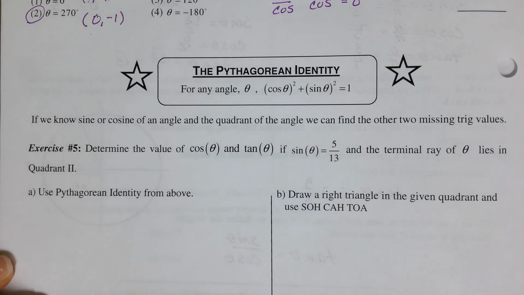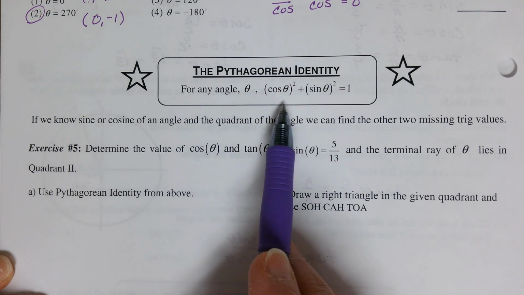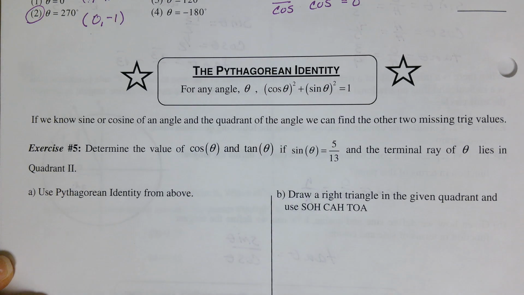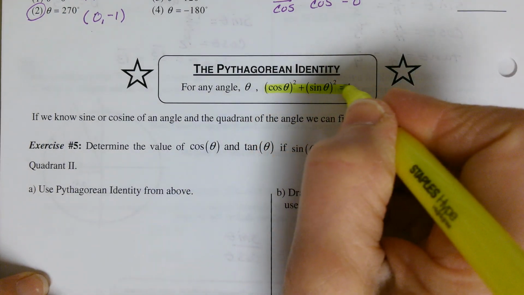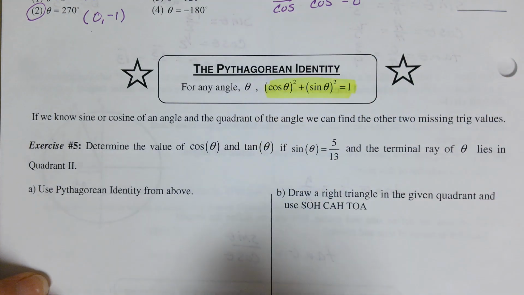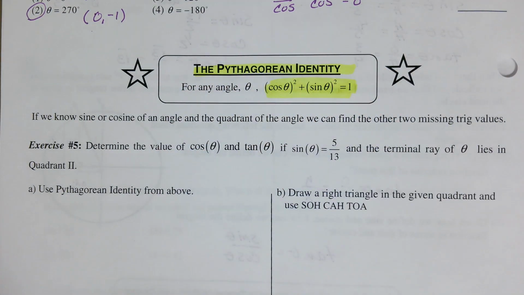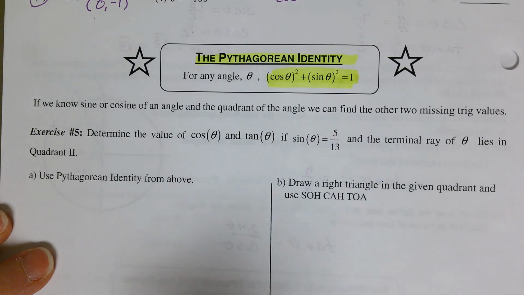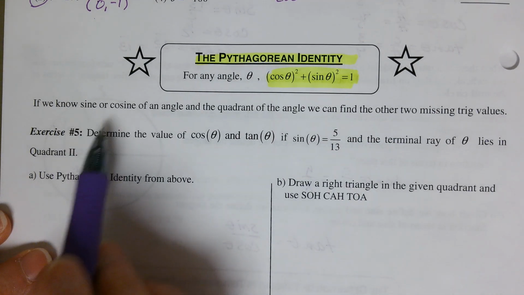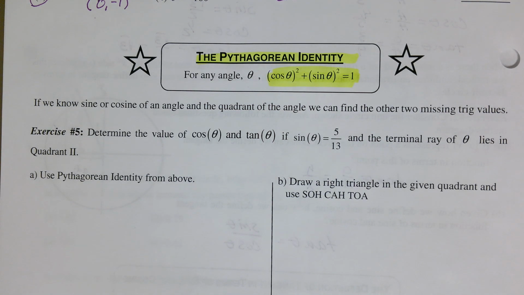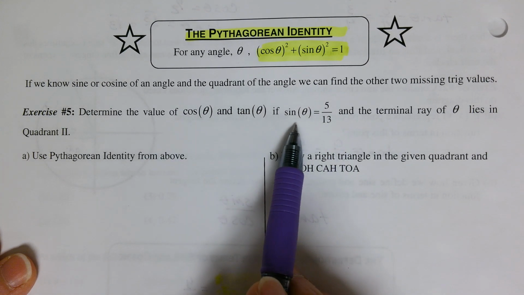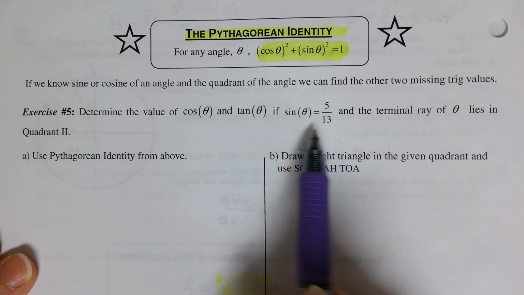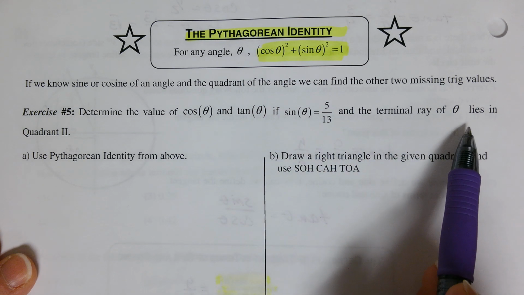Next thing, Pythagorean identity. For any angle theta, the cosine of theta squared plus the sine of theta squared equals 1. You must memorize this, and we also will be applying this to situations. If we know the sine or cosine of an angle and the quadrant of the angle, we can find the other two missing trig values. Determine the value of cosine theta and tangent theta if sine theta is equal to 5/13 and the terminal ray of theta lies in quadrant 2.